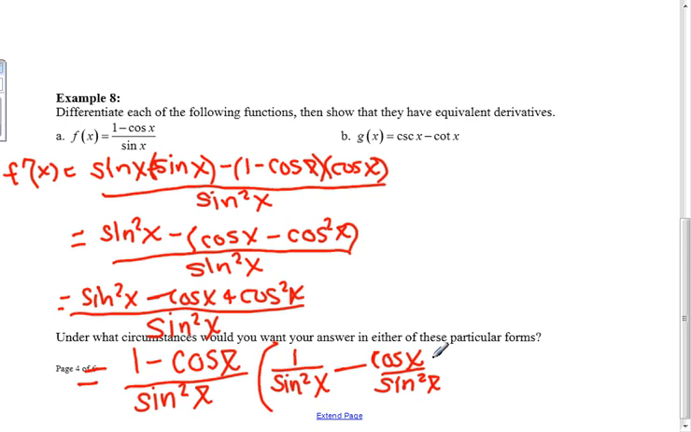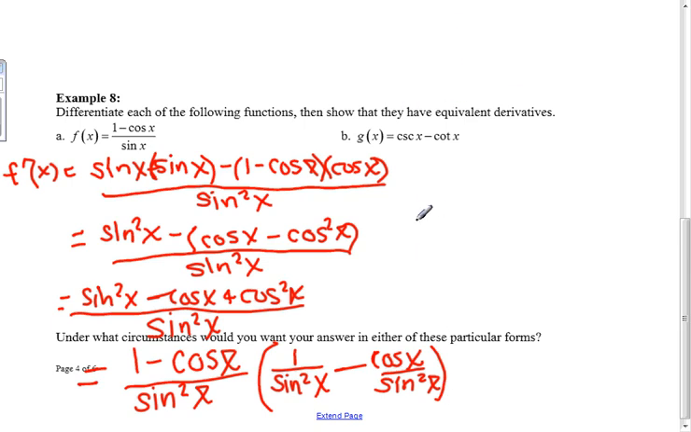Should we keep going? Of course not. We're too lazy, right? So this could be cosecant of x. And this could be cotangent of x times cosecant of x. And we're going to see that right here with part B.